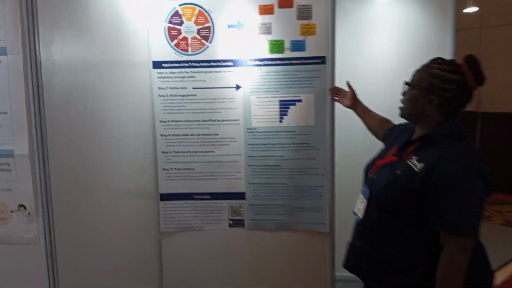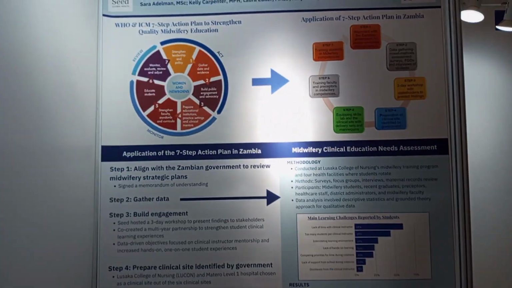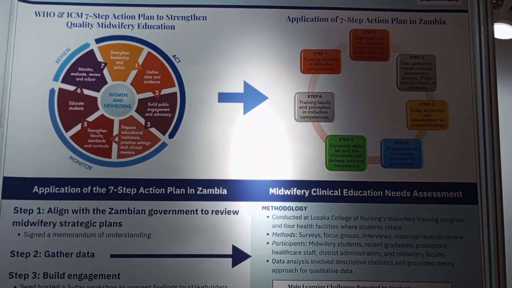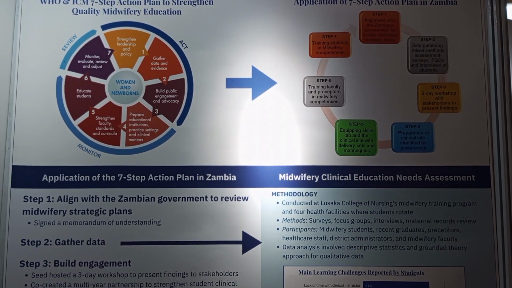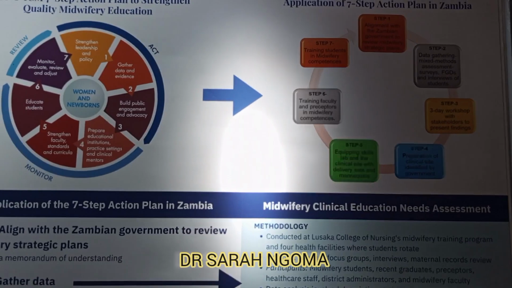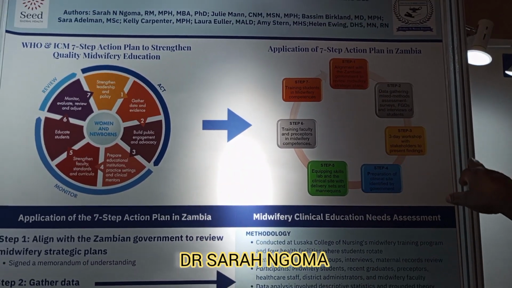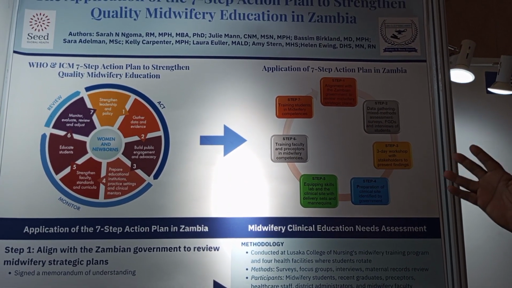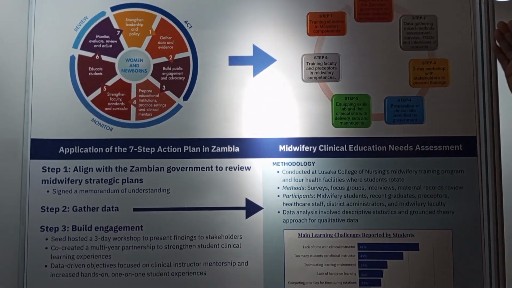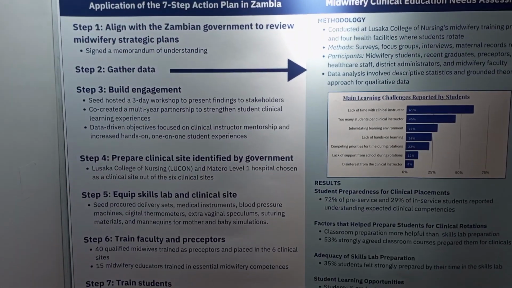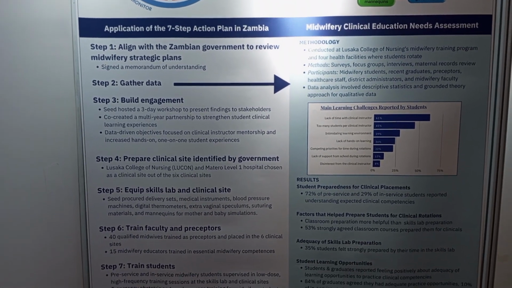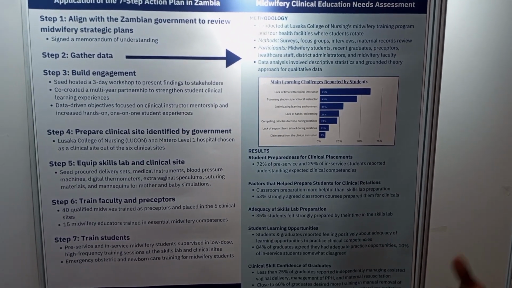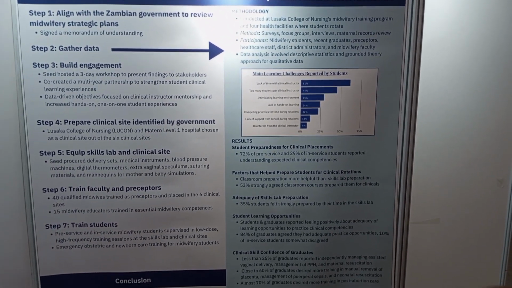So when we started, we followed the World Health Organization and ICM 7-step action plan. This action plan can be applied at any stage if you want to strengthen midwifery education. So this is the cycle that we did to apply the 7-step action plan. We started with the alignment with government. After the alignment with government, we gathered data. The assessment that we did was focus group discussions, surveys and interviews of students, those who have graduated and those who were in college at that time.